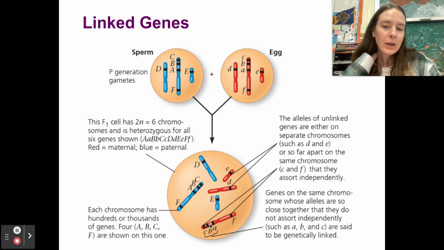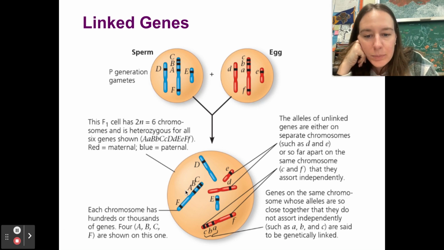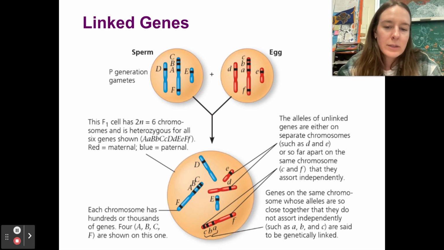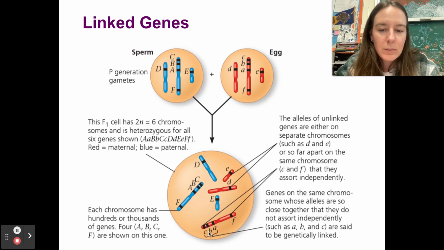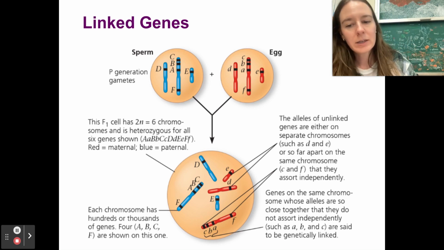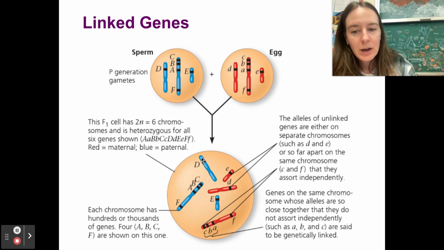But now, notice here that the A, the B, the C, and the F genes are all on the same chromosome. The ones that are close by on the same chromosome, we call linked. So A, B, and C here are linked genes, and we're going to take a look at how that works in a second. Now, each chromosome has hundreds or thousands of genes, but in this case, we're just looking at 4 different genes here, and the ones that are close together are linked.